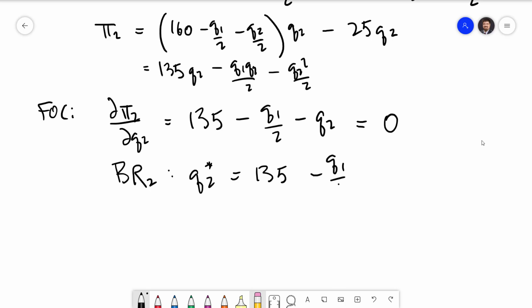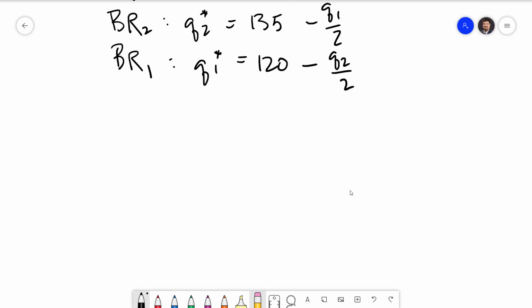135 minus q1 over 2. As I mentioned before, firm 1's best response function is going to be exactly the same as the one we found before because their cost function is still 40q1. And so, just to remind you what that is, we had q1 equals 120 minus q2 over 2. From here, we need to do the algebra to solve for our Nash equilibrium.